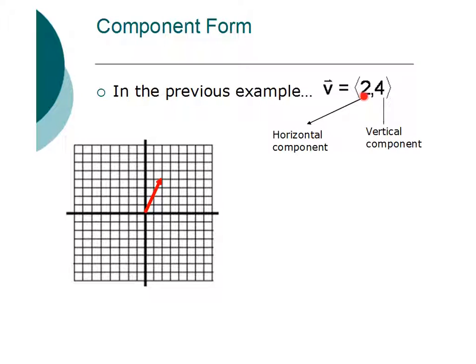And the x term is what we call our horizontal component. It tells us how much we're going to move horizontally from our initial point. And the second number is your vertical component. It tells you how much you're going to move up or down from your initial point. This vector, rather than writing with all those ordered pairs, is really just written like this, and that's called component form. And that's what we're going to use most of the time.